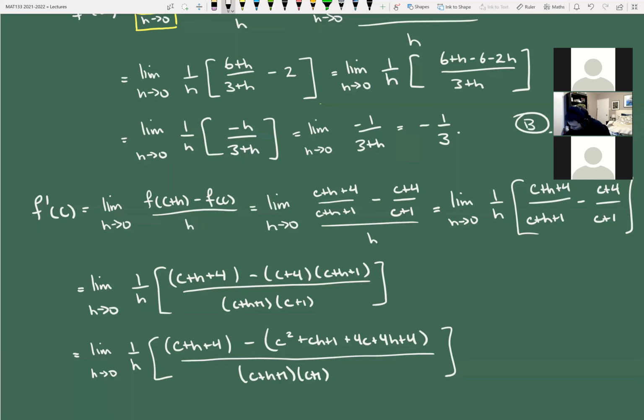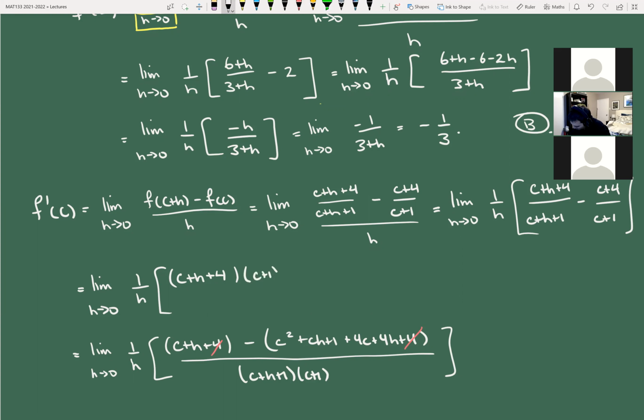Okay, so we get some cancellation here. What are we going to get? So the 4s are going to cancel. Is that it? Oh, shoot. Never mind. This is not how common denominators work. Right? I have to multiply this side by c plus 1.